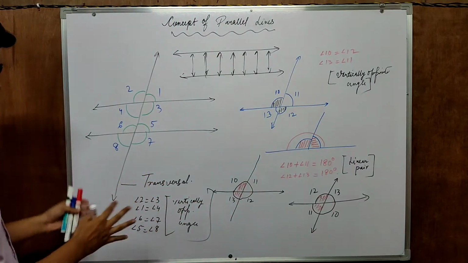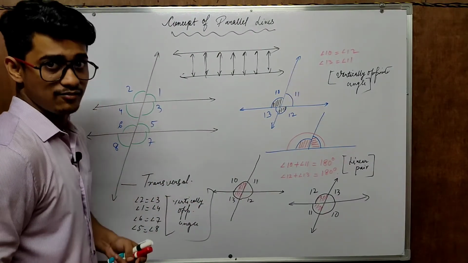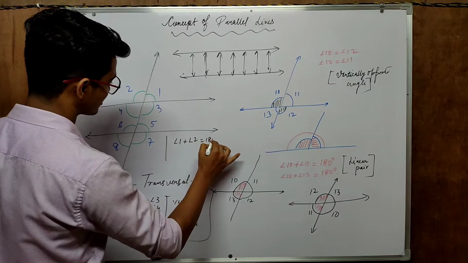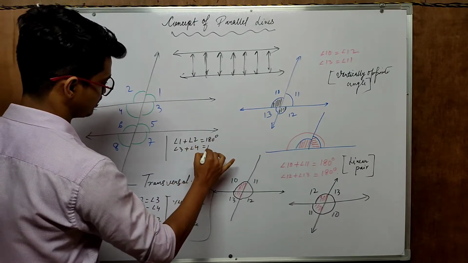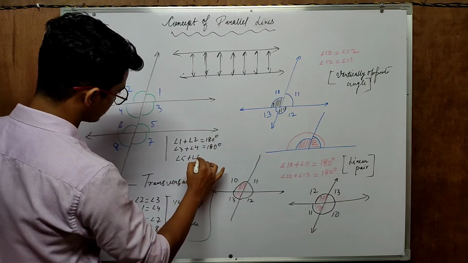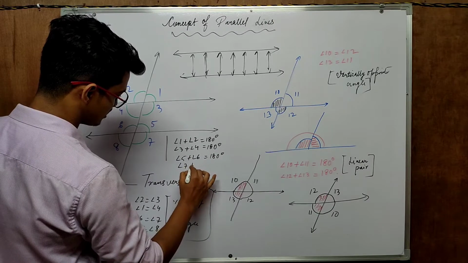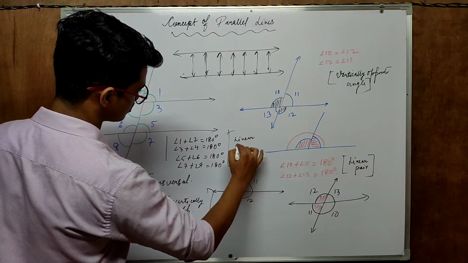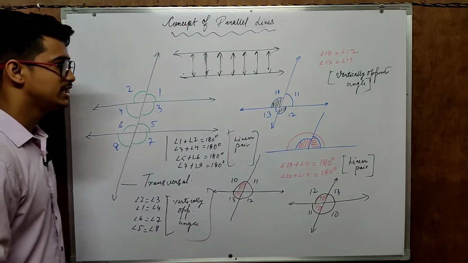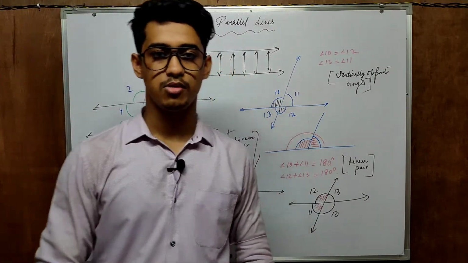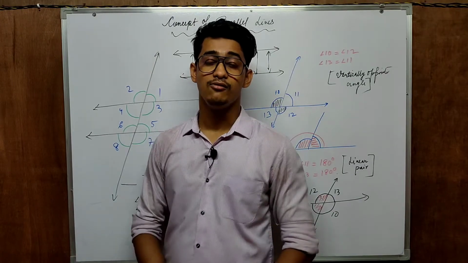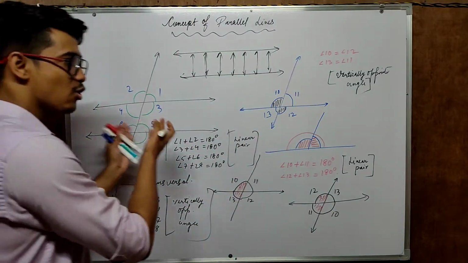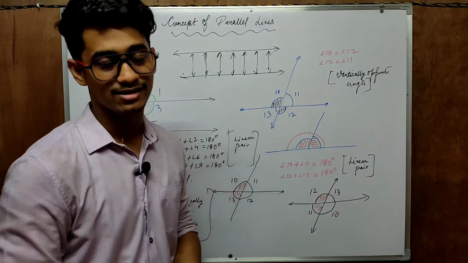Now, in case of linear pair, see how many linear pairs we can frame. Angle 1 plus angle 2 is 180 degrees. Angle 3 plus angle 4 is also 180 degrees. Angle 5 plus angle 6 is also 180 degrees. And angle 7 plus angle 8 is also 180 degrees. And what is that property? That is linear pair. I think now these two concepts, linear pair and vertically opposite angles, are absolutely clear to you. After that, I will tell you some more properties which occur only if there are parallel lines and nothing else, right?